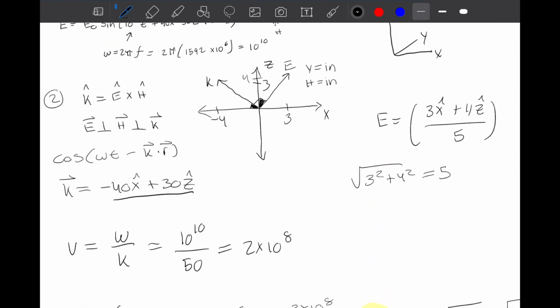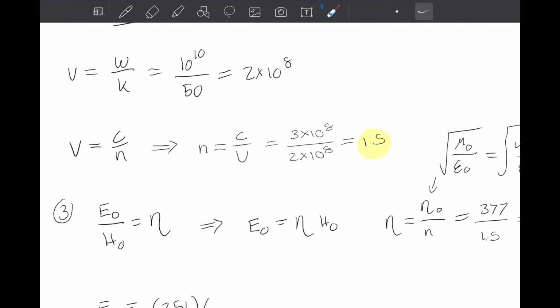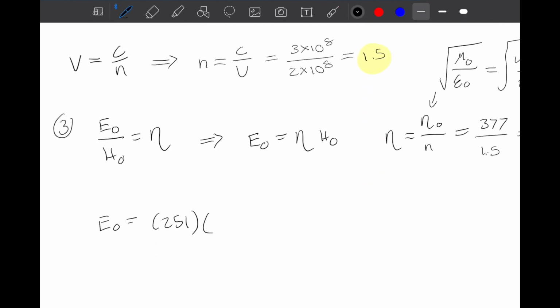Going back to our problem statement, we can see that H naught has a value of 10, but 10 is in milliamps. So 10 milliamps is equivalent to 0.01. So 251 times 0.01 gives us a value of 2.51.